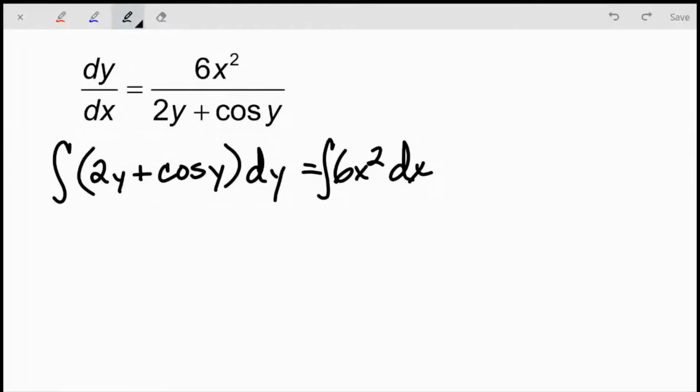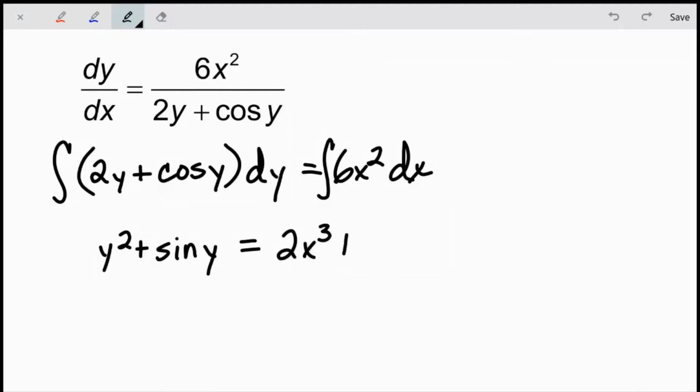So from here, you can see that we would have y squared plus sine y. I'm not going to write a plus c here because I'm going to write a single plus c on the right side of the equation that's going to account for the arbitrary constant on both sides. So the antiderivative of 6x squared would be 2x cubed.